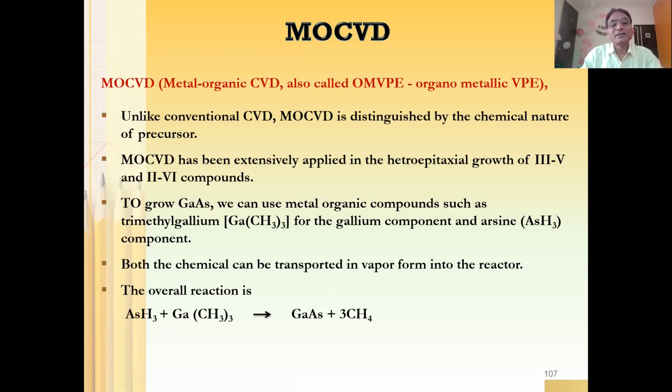third and fifth group and second and sixth group compounds of the periodic table. For example, if you want to grow gallium arsenide, we can use metal organic compounds such as trimethyl gallium for the gallium component and arsenic as another component. Both chemicals can be transported in vapor form into the reactor, and this is going to be a typical reaction which takes place.